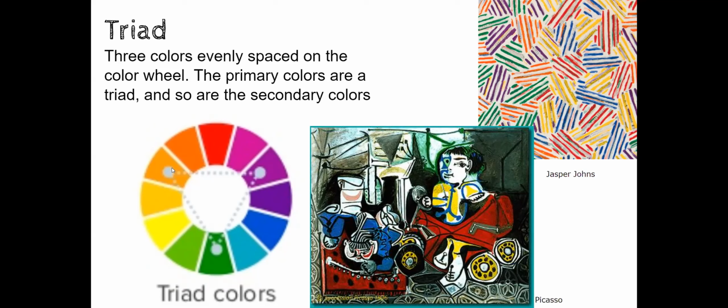And if we think about the primary colors, let's draw a triangle through that. So it starts with the red, goes to yellow, then blue. Red, yellow, blue. In a triangle. So they are a triad.